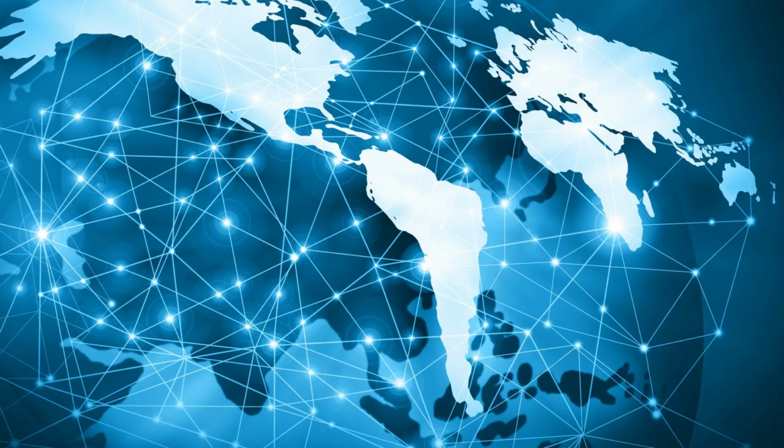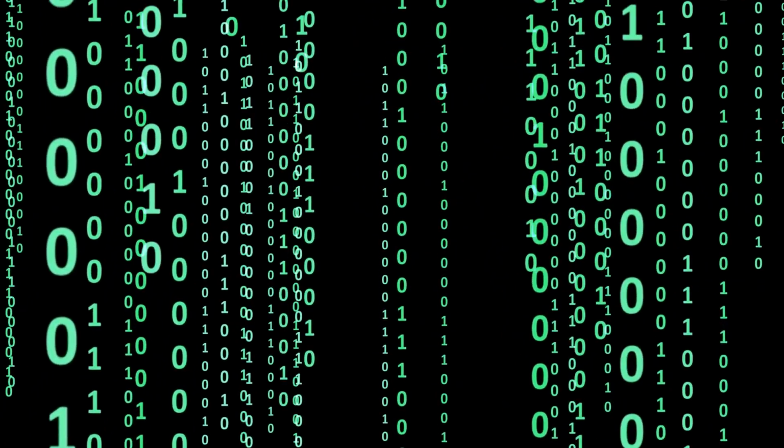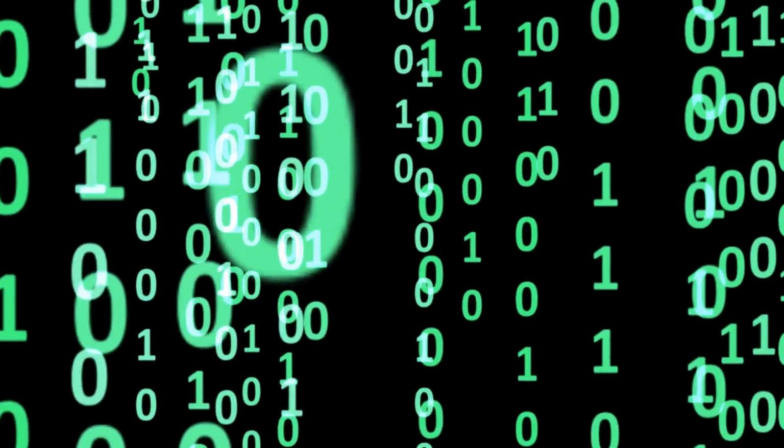The internet is perhaps the greatest human invention in modern human history. But how does it work? It's all ones and zeros. Everything is ones and zeros. This video is ones and zeros. Just a lot of them.